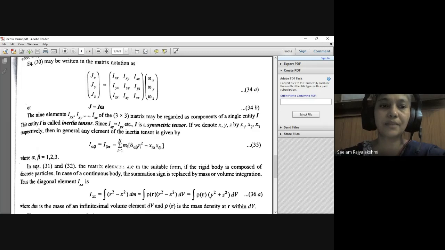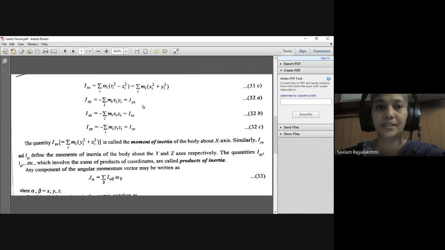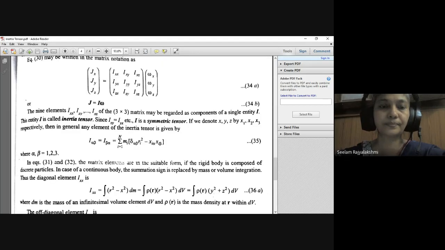In equations 31 and 32, the matrix elements are in a suitable form if the rigid body is composed of discrete particles. In the case of a continuous body, the summation sign is replaced by mass or volume integration.